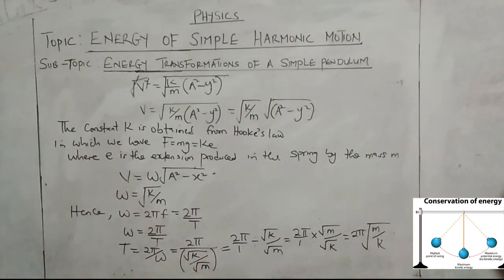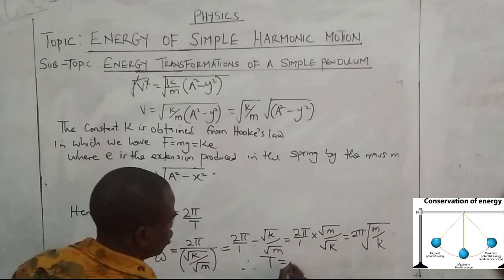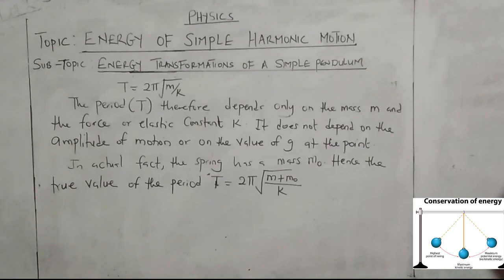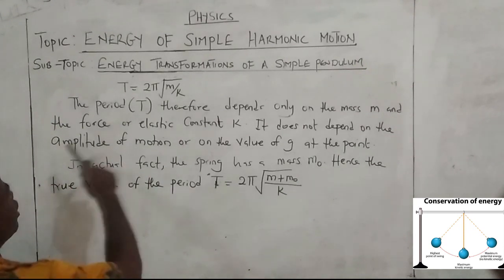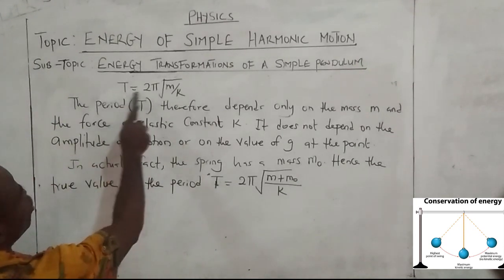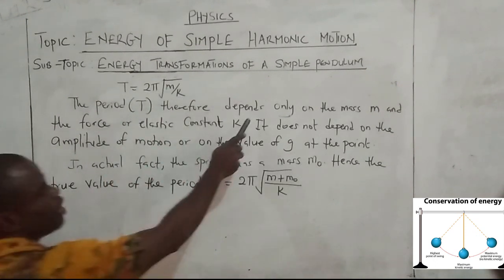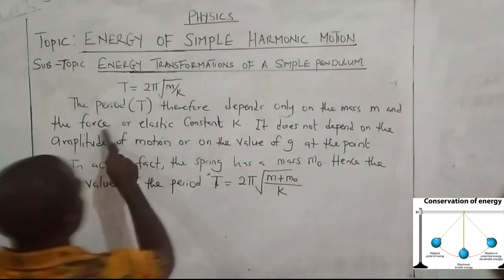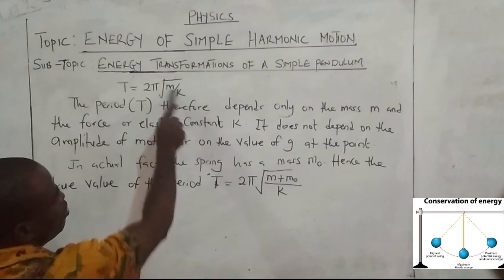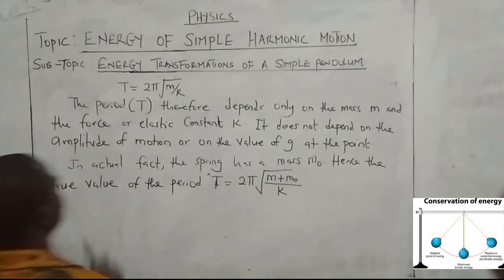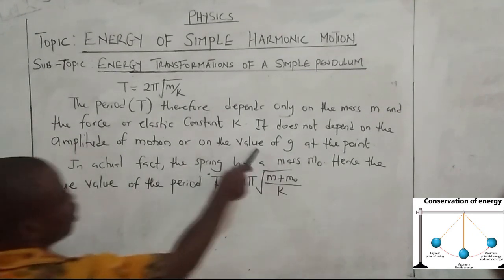Okay, let's take note that we can look for our period to be equal to 2 pi square root of m over k. Based on our derivation, the period T equals 2 pi square root of m over k. The period T, therefore, depends only on the mass m and the force or elastic constant k. It does not depend on the amplitude of motion or on the value of g at the point.